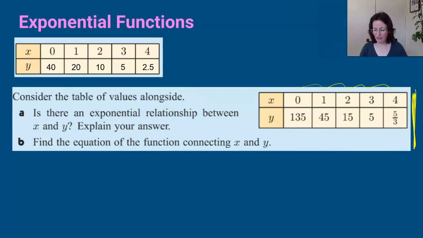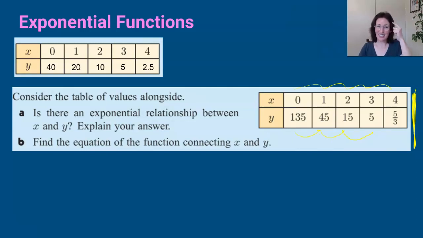What's happening to the y? So we start with 135. What's the connection as we go to 45? That one might be a bit hard to see because that's a big number. What about 45 to 15? How are those numbers connected? How do you move from 15 to 5? What did you do to the 15 to turn it into a 5?